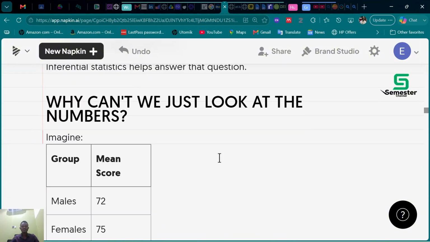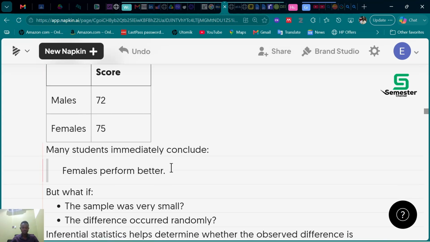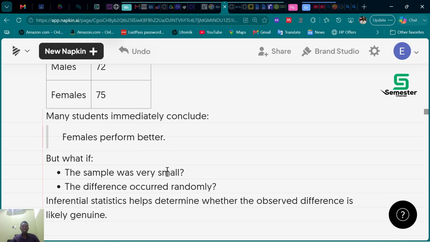But why, someone will ask, why can't we just look at the numbers? 72 and 75, a difference of 3. Looking at this, you would think that females were outperforming males, right? But that's not true. It could happen that the sample size for your study was very low, and so you cannot generalize your findings. You are not confident enough to generalize your findings because the sample size is small. I mentioned this in the methodology. And it could also be that the difference occurred randomly. There could be other factors contributing to these figures. So inferential statistics is very important when you want to look at this.